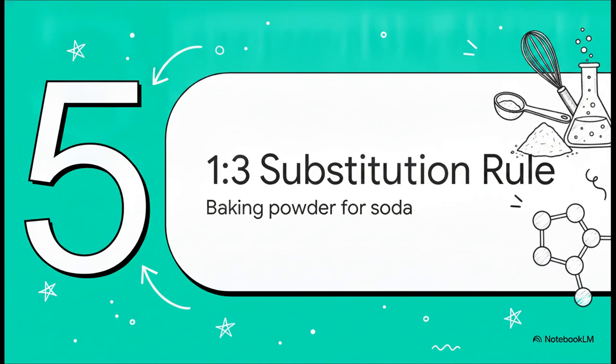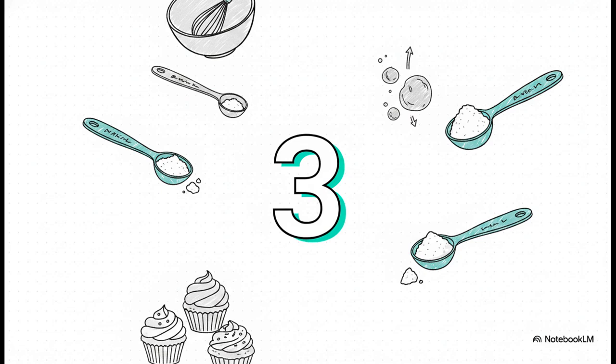Section 5, the 1-to-3 substitution rule, using baking powder for soda. Remember this number, 3. If you ever run out of baking soda mid-recipe, you must use exactly 3 times the amount of baking powder as a substitute. Why? Well, let's take a look.